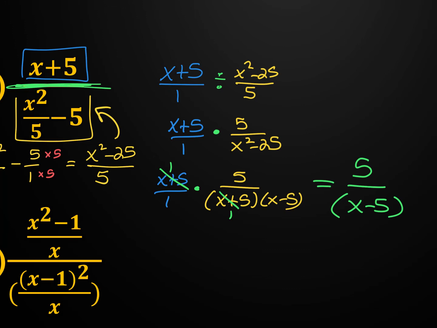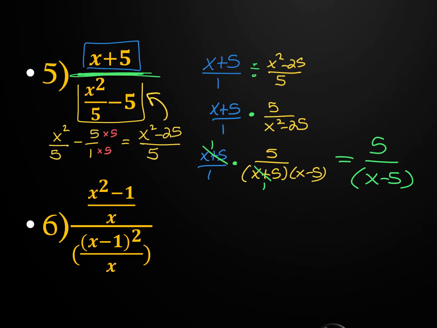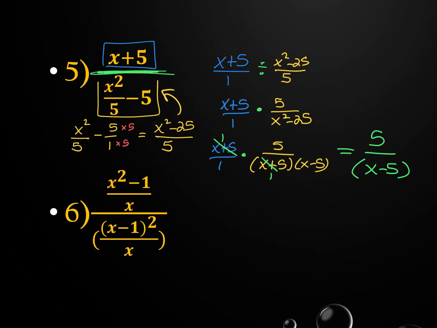Do not do this. You cannot do that. The denominator, the x minus 5, is attached. So that's your simplified fraction. Okay, so do not try to cancel those 5s. Everybody good? Let's try the next one.